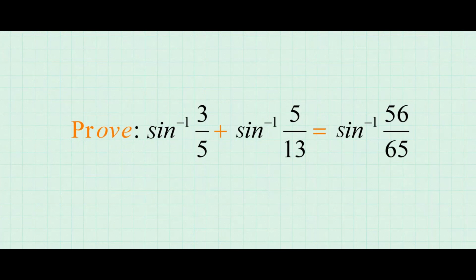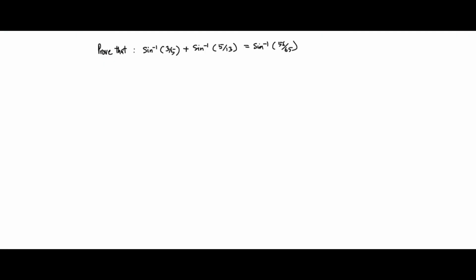Okay, let us prove using the sine inverse property the second question: sine inverse of 3 over 5 plus sine inverse of 5 over 13 is equal to sine inverse of 56 over 65. Again, I am going to take the left-hand side of the equation, sine inverse of 3 over 5 plus sine inverse of 5 over 13. Now, before using the property, you will have to decide which property to be used.